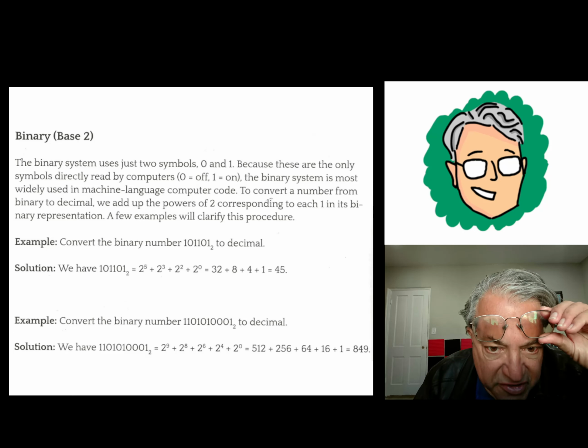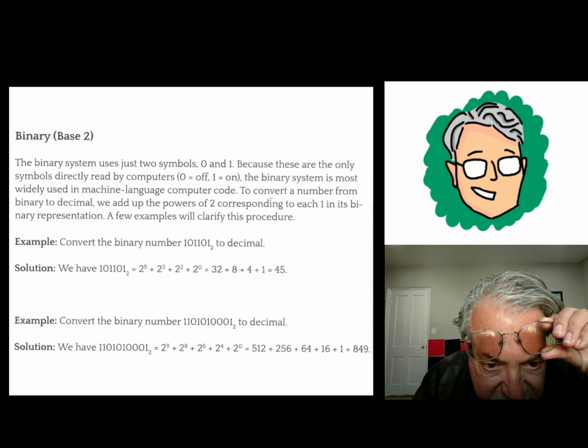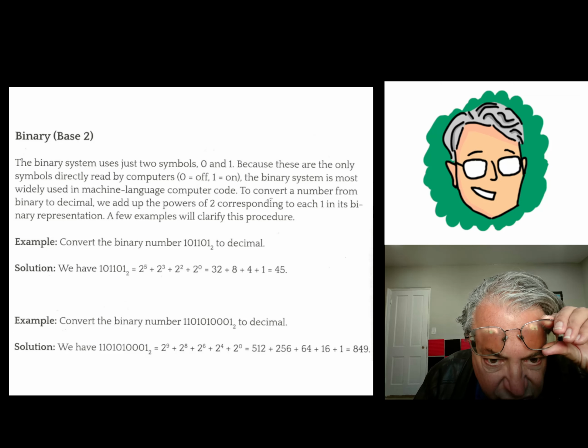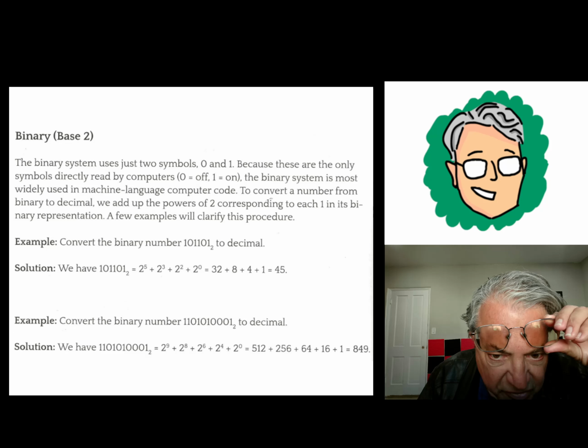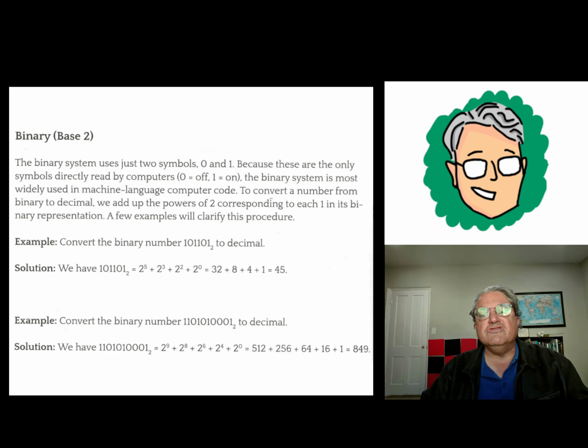Since this number has 10 bits, the leftmost bit is 2 to the 9th, so we add 2 to the 9th, and the one next to that is the 2 to the 8th column, so we add 2 to the 8th. There's no 2 to the 7th, but there is a 2 to the 6th. And there's no 2 to the 5th, but there is 2 to the 4th. And there's no 2 cubed, 2 squared, or 2 to the 1st, but the last one's 2 to the 0, or 1. So we just add up all those powers of 2, and when you do that, you get 849.